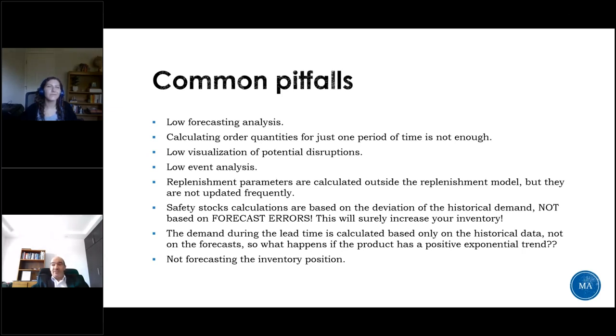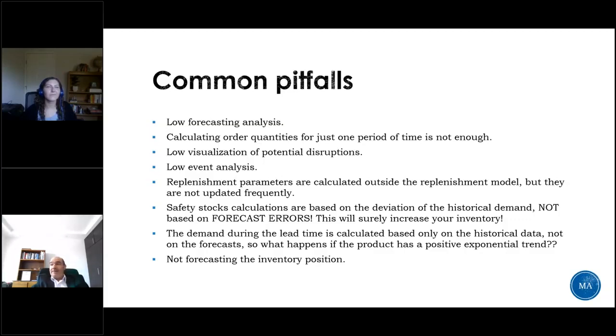Low visualization of potential disruptions, that's a tough one, but if you can do that, and if you can increase that visualization, it's going to give you a lot of happy days. Low event analysis. Events are very tough, but if you can analyze them, you're going to have very good results too.